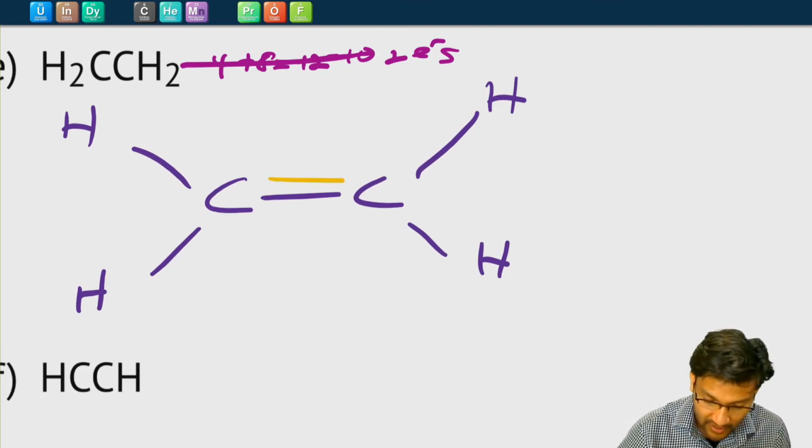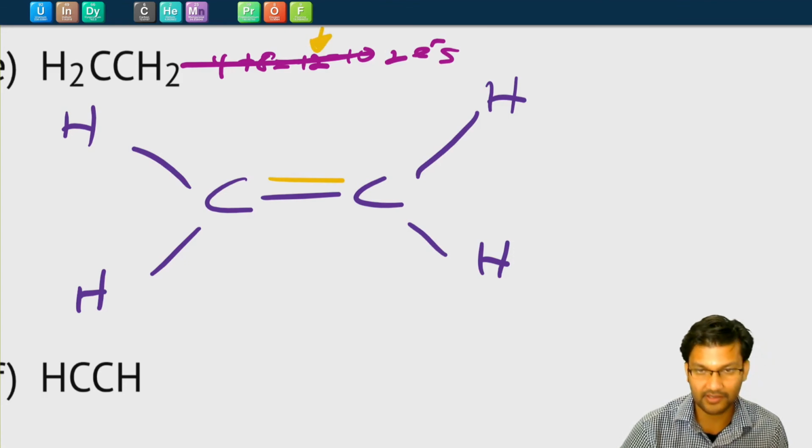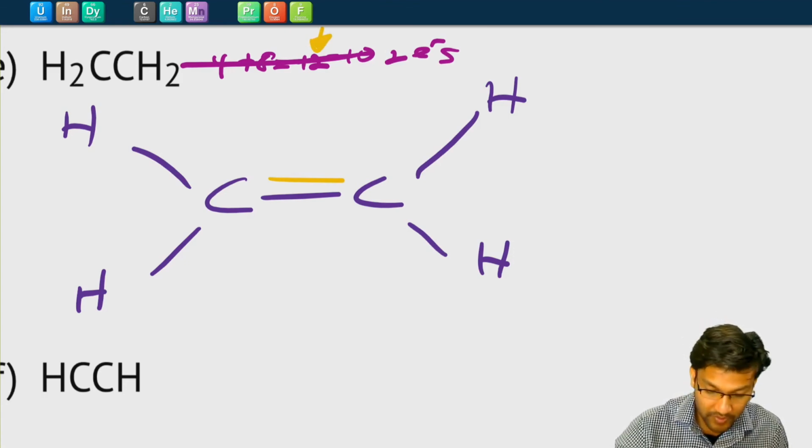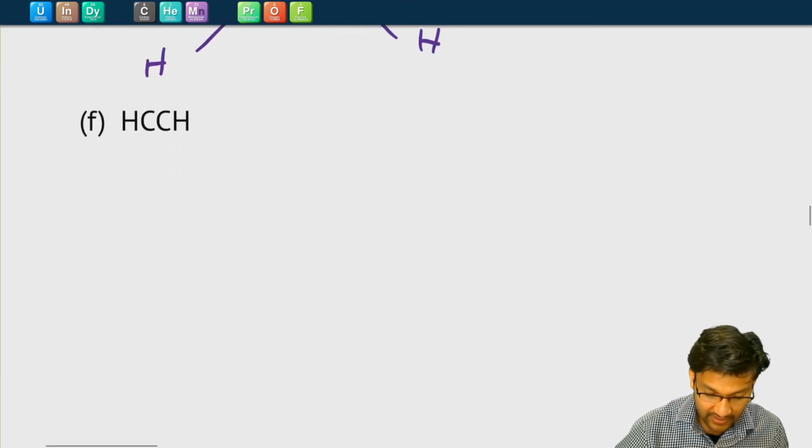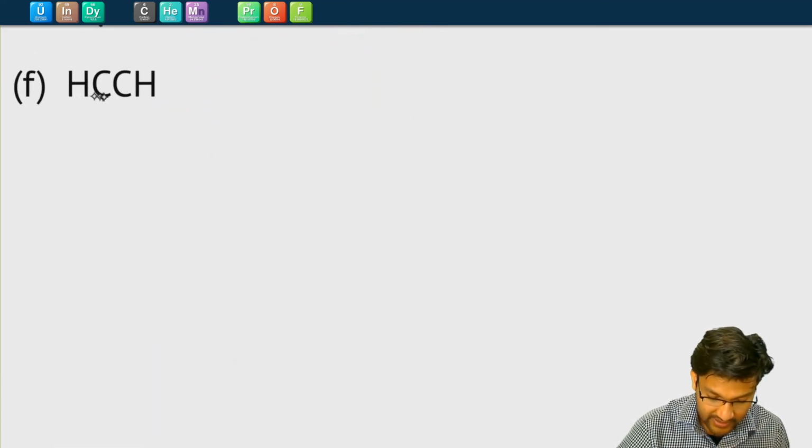If you want to count all the valence electrons, now you have 1, 2, 3, 4, 5, 6 bonds. 6 times 2 is 12 electrons, which is the 12 valence electrons that we needed. There's no lone pairs in this setup, right? No dots anywhere. Let's look at this structure now, HCCH.